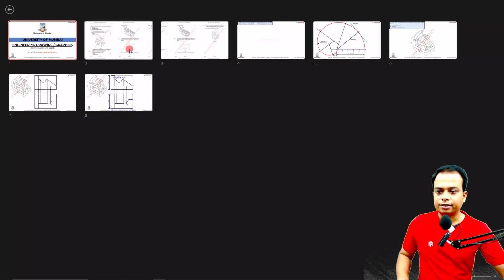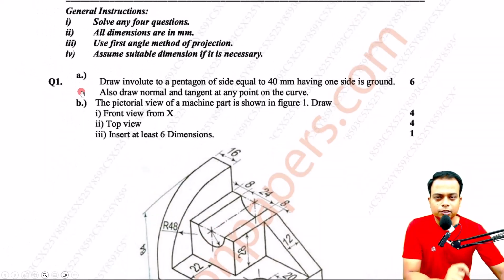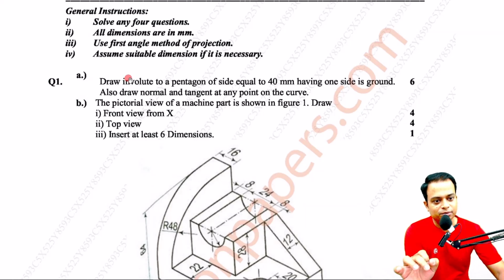Question number 1A is based on an involute. Let's read it, and then the solution will be done in the next 3 to 4 minutes. It's a very easy problem, 6 marks. Draw involute to a pentagon of side equal to 40 mm.